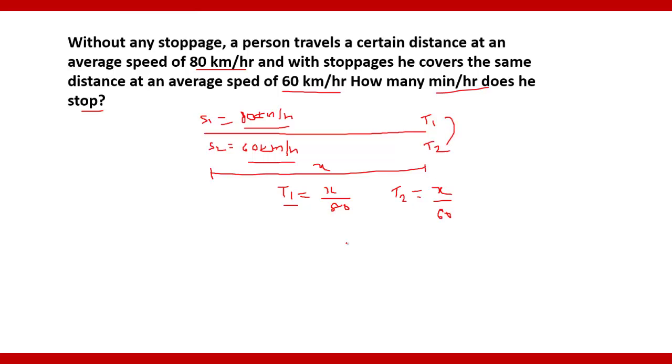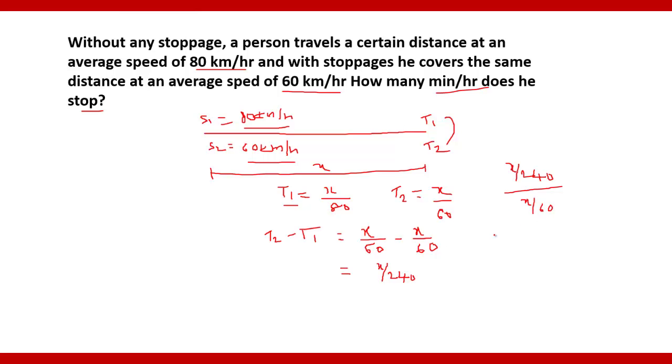Therefore the difference between these two timings, that is T2 minus T1, is equal to X by 60 minus X by 80, and this you get as X by 240. This is the difference in the time. Therefore the rest he has taken per hour will be equal to X by 240 divided by X by 60.